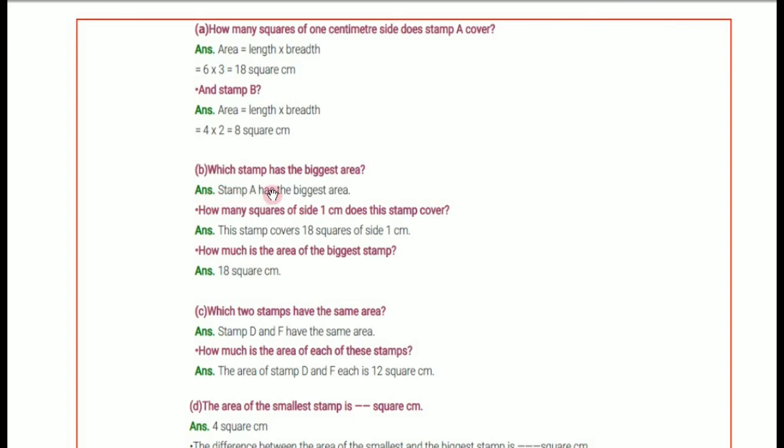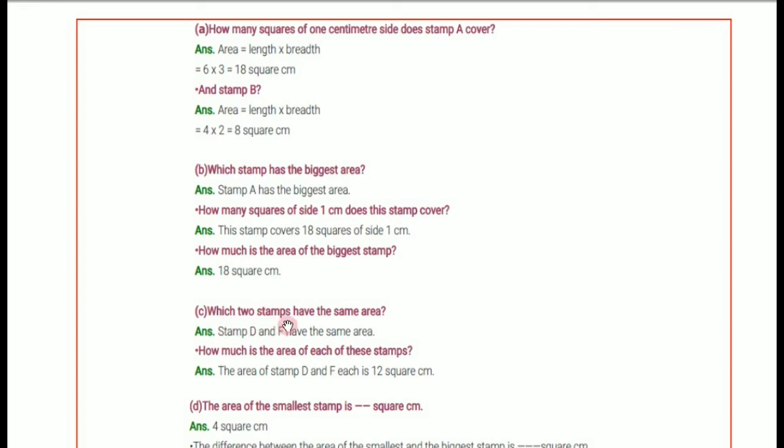Then question B is which stamp has the biggest area? As we have seen before, stamp A has the biggest area. It has the area 18 square centimeter. How many squares of side 1 centimeter does this stamp cover? This stamp covers 18 squares of side 1 centimeter. Then how much is the area of the biggest stamp? As we have seen, 18 square centimeter, that stamp A has the biggest area.